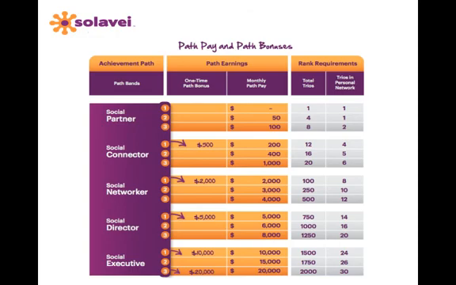Here we go. You'll see in the first orange column the one-time path bonus just mentioned in the previous slide. These are the bonuses, one time: 500, 2,000, 5,000, 10,000, 20,000, totaling 37,500. So if we go to Social Connector, once you hit that Social Connector level, you'll make a $500 bonus, and moving to the column over to the right of that, you will make $200 monthly recurring compensation.